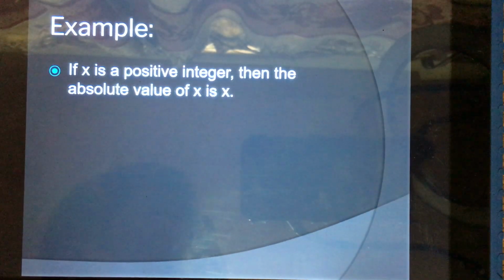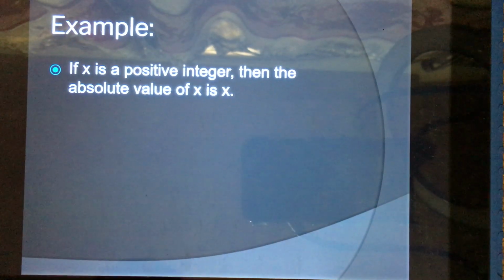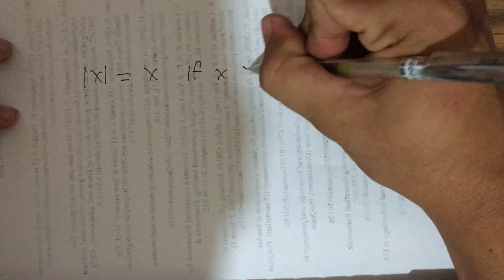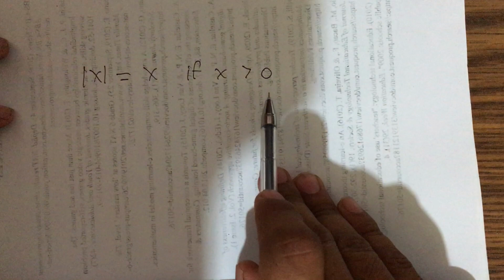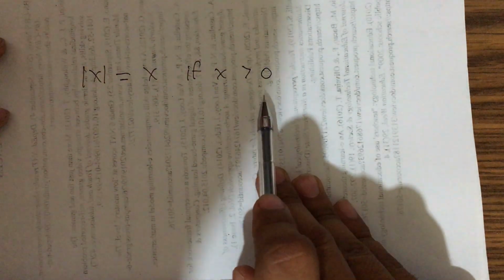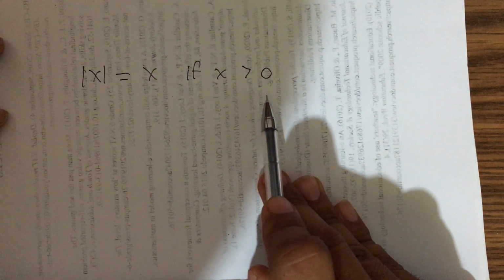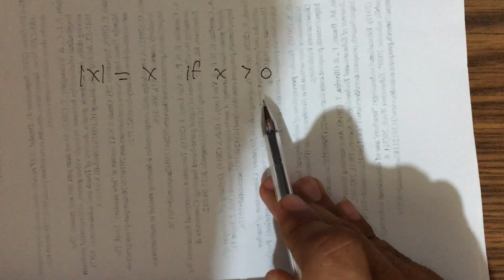If x is a positive integer, then the absolute value of x is x. In symbols, we write that the absolute value of x is equal to x if x is greater than 0. What are the numbers greater than 0? We have 1, 2, 3, 4, 5, 6, 7. Any number from 1 to infinity, its absolute value is just itself.